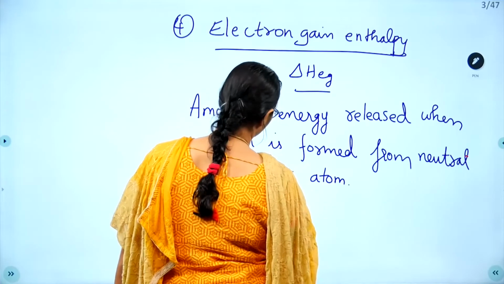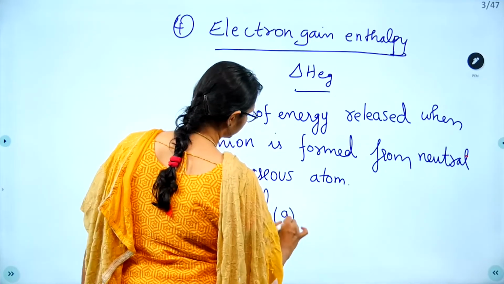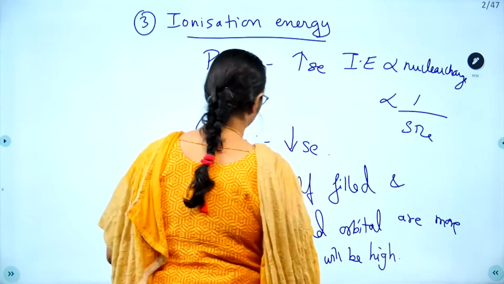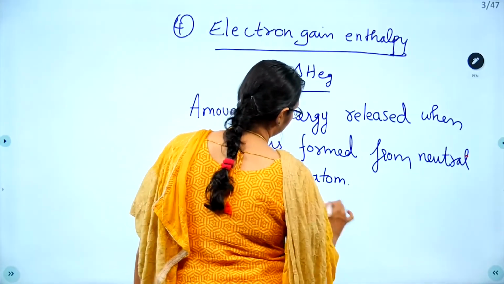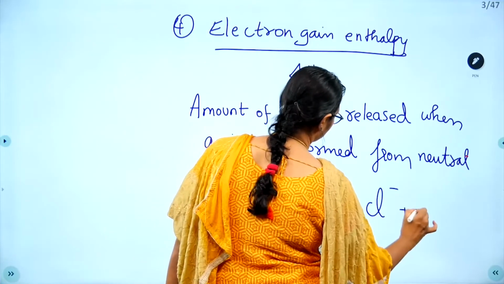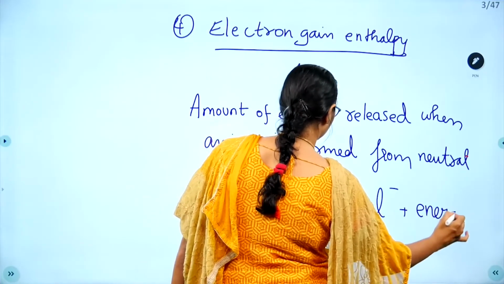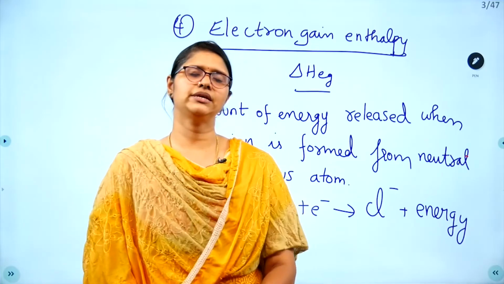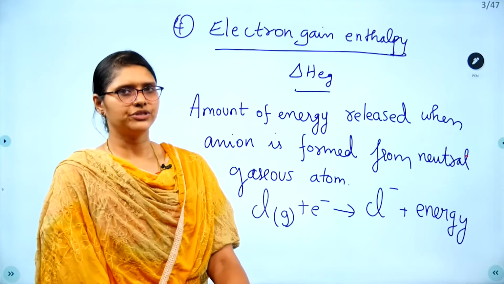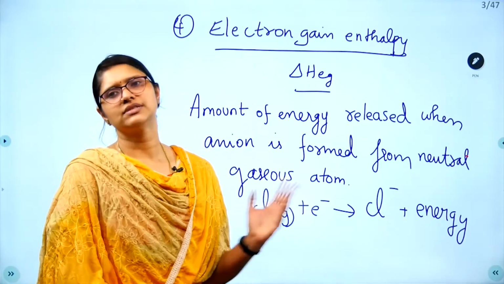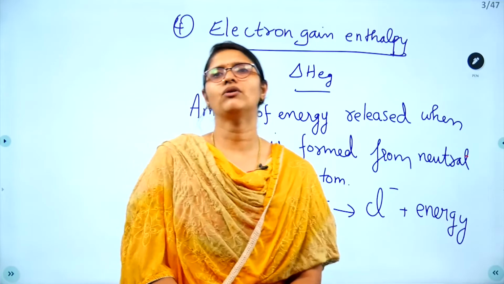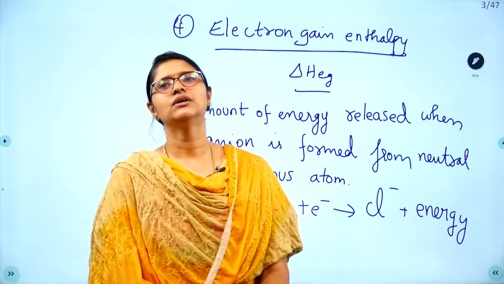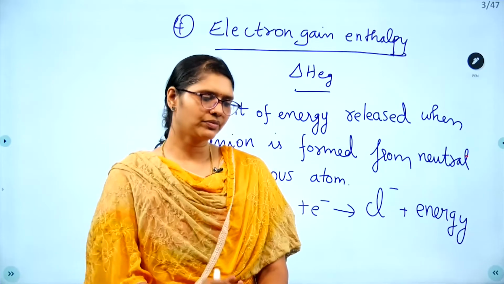And it is exothermic. So for example, the general representation: Cl(g) plus e gives Cl minus plus energy. So it will release energy. Is that okay? So this is the definition for electron gain enthalpy or electron affinity: the amount of energy released when an anion is formed from a neutral gaseous atom.